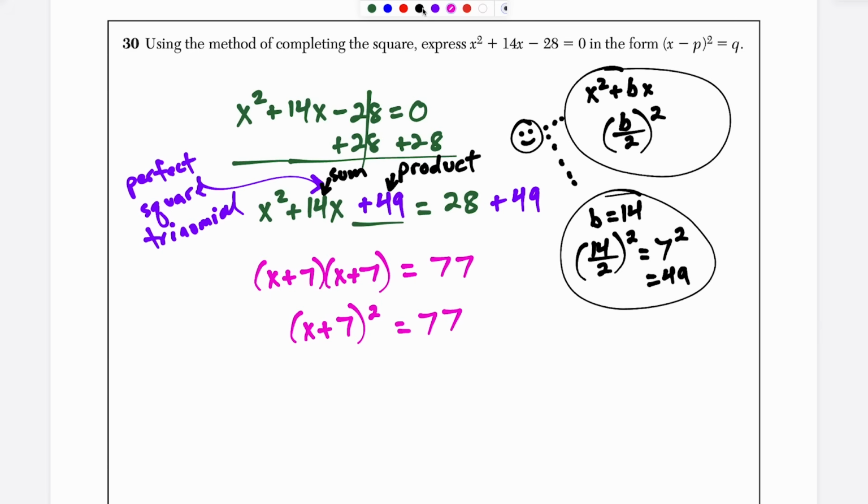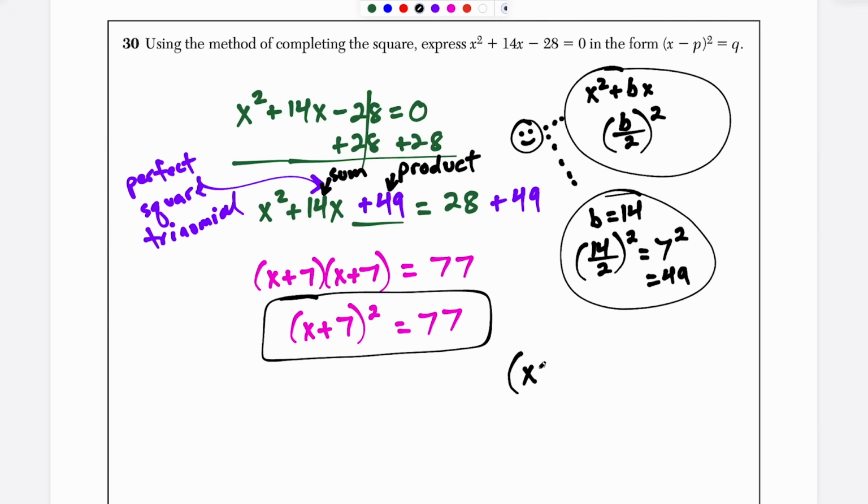Now, one thing I want to point out about the Regents, I really didn't like this question for one reason. They technically told us to express the answer in the form of x minus p squared equals q. But you see how our answer came out as x plus 7 squared? For this one, this is enough to get full credit, but here they said x minus p squared equals q, which could be confusing because some kids might think, oh no, should I be getting a minus here?